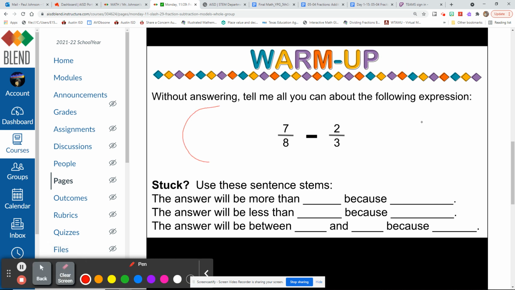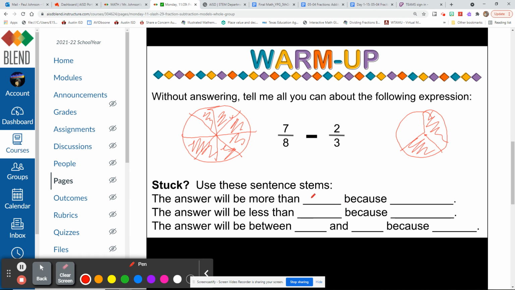If we took our time to halfway draw a terrible picture of this, 7/8 would be 1, 2, 3, 4, 5, 6, 7 of these 8ths filled in, and 2/3 once again would only be 2 of these thirds. If you look at those pictures, that can also help you out a little bit. So 7/8 minus 2/3 will be more than 0 because if we take 2/3 away from our 7/8, we'll still have some left. So the answer will be more than 0.